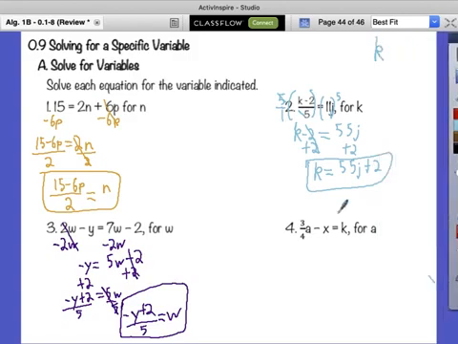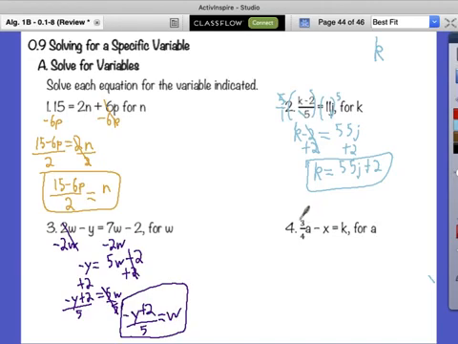Okay, number 4. 3/4 times A minus X equals K, and solve for A. So what would we do first here? What's happening with our A? That's our question. What's happening with this variable? It needs to be by itself.